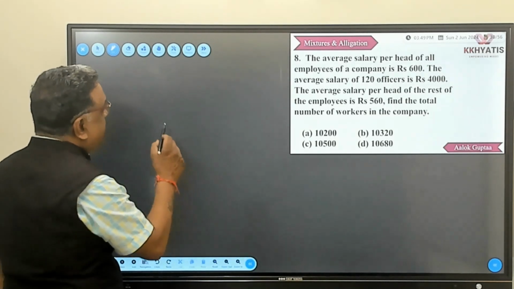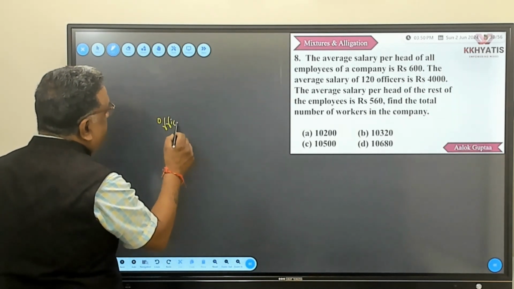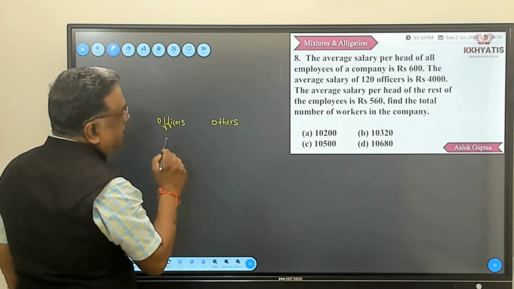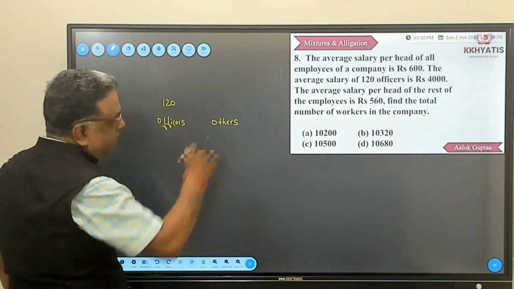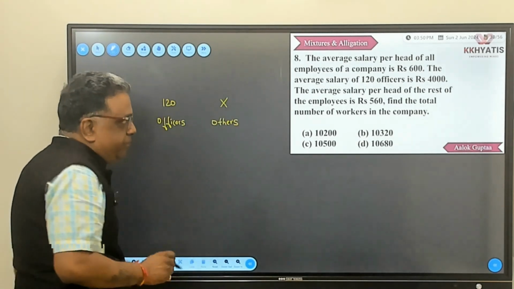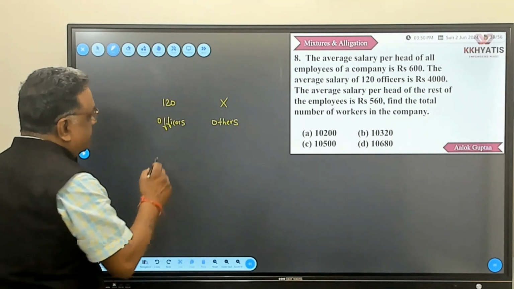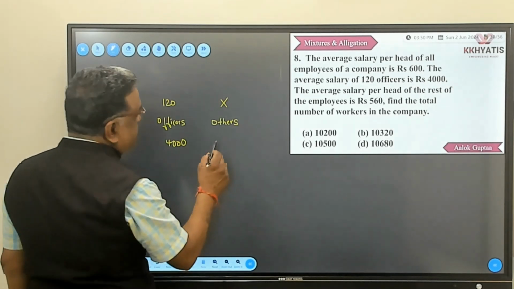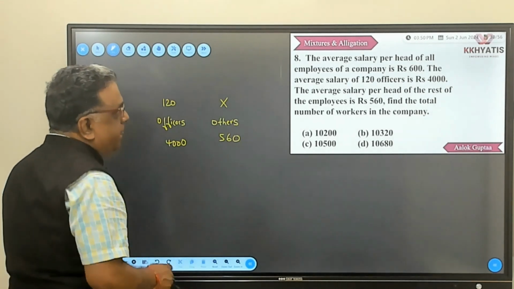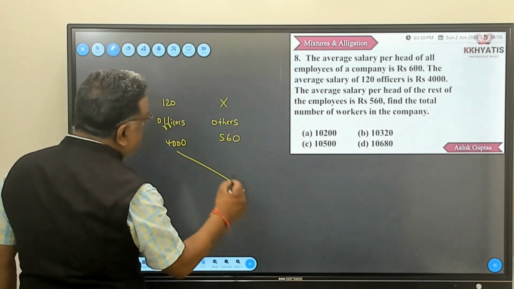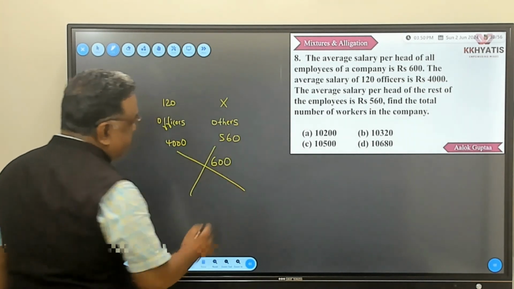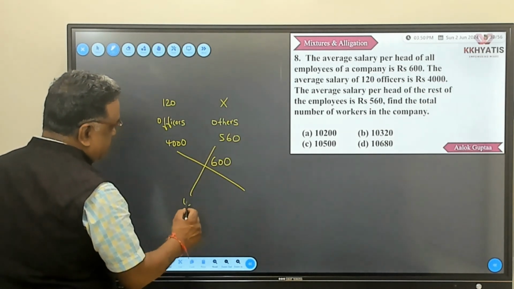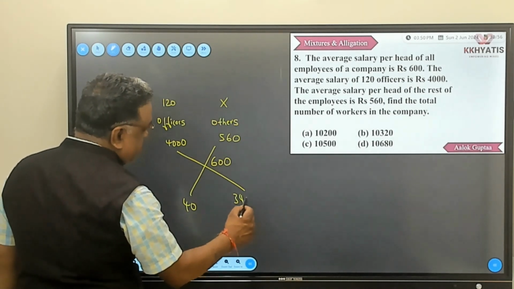So can we divide the company into officers and others? Right? I know the officers are 120 because I've been given that. Others quantity I do not know. And I know the average salary of the officers is 4,000, and the average salary of others is 560. Okay? And also I know the total average of all the employees is 600. Clear? Which means the difference of the average salary is, this is 40, this is 3,400.